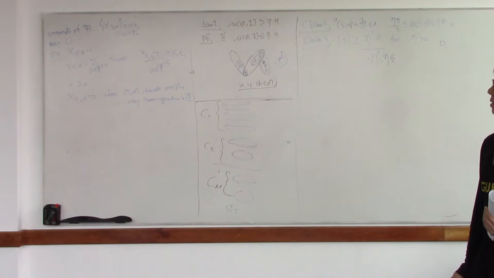If I have a linear equation which has variables not contained in S, then I definitely don't satisfy that one. Right? Yeah. And so I'm only looking at those equations that are a subset of S.